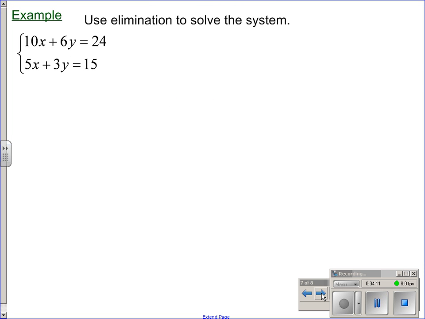Again, it wants us to use the elimination method. So please hit pause. I want you to try this on your own, see what you come up with. For this problem, I would multiply the bottom equation by -2. So we're going to get the top equation staying the same. Bottom equation, -10x.